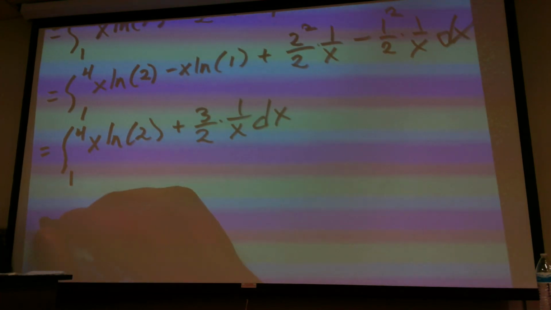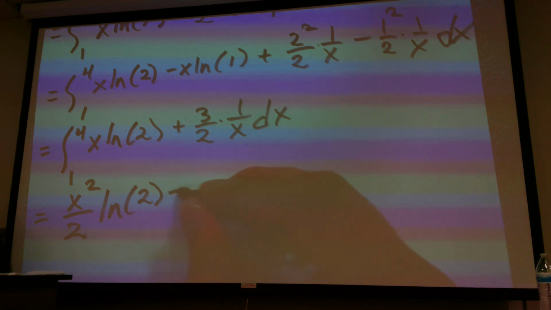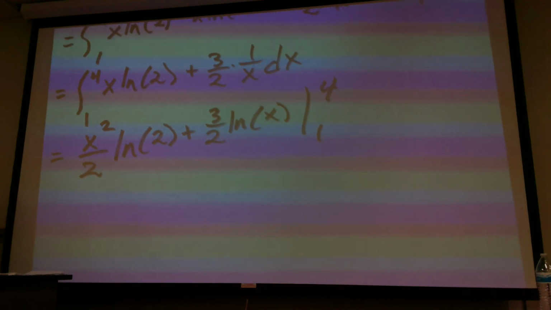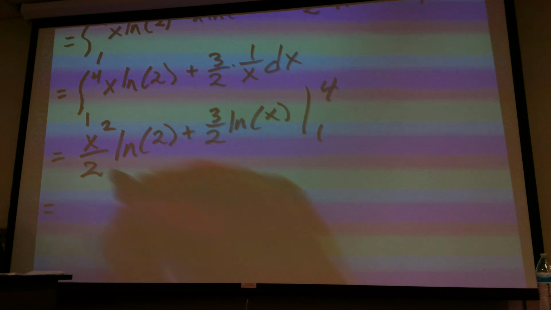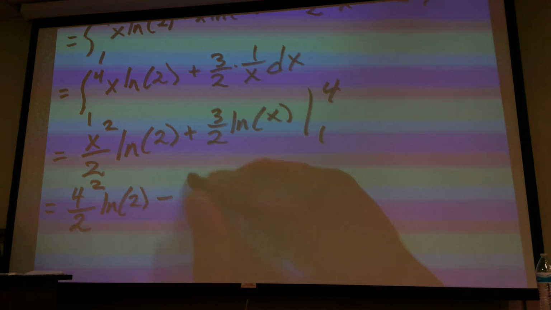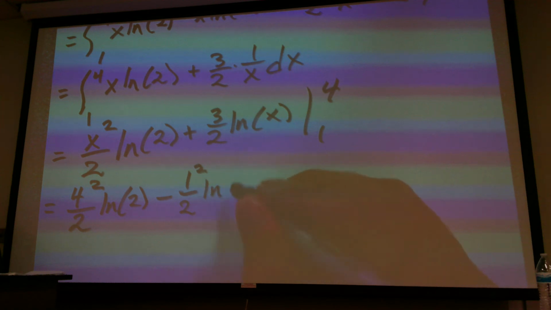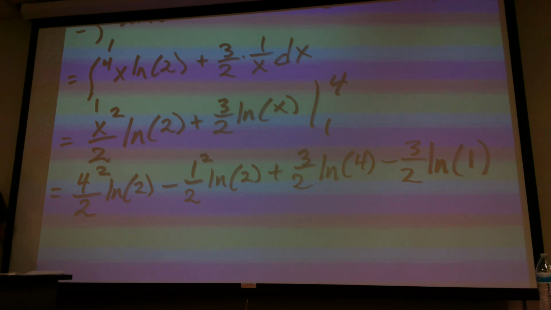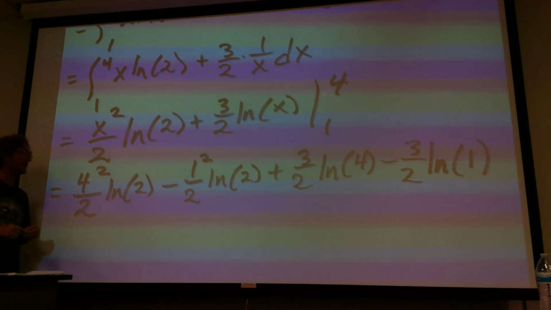So let's go ahead and integrate with respect to x. This is going to become, well, x squared divided by 2 multiplied by the natural log of 2, and then plus 3 divided by 2 times the natural log of x. Now all of this evaluated at 1 and at 4. Okay. So now it's going to become, all right, so this is going to become 4 squared divided by 2 times the natural log of 2 minus 1 squared divided by 2 times the natural log of 2. Now plus 3 divided by 2 times the natural log of 4 minus 3 divided by 2 times the natural log of 1. So we're just plugging our 4 and 1 into our x positions because that's the boundaries we're dealing with for x. Okay?